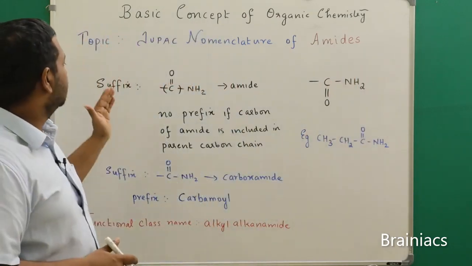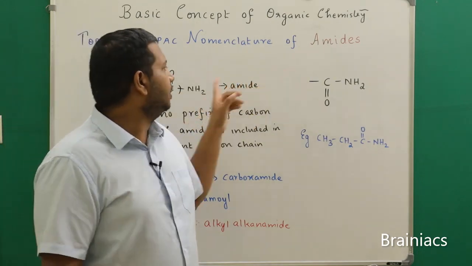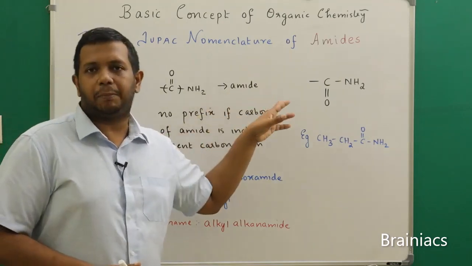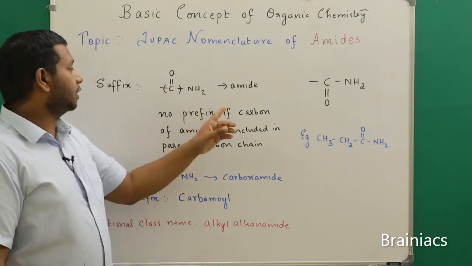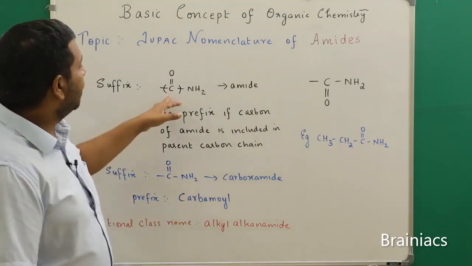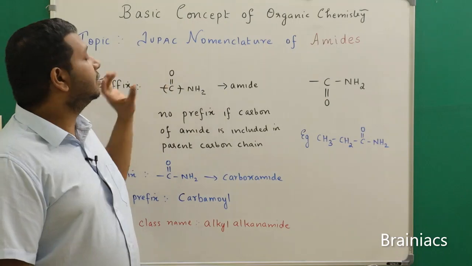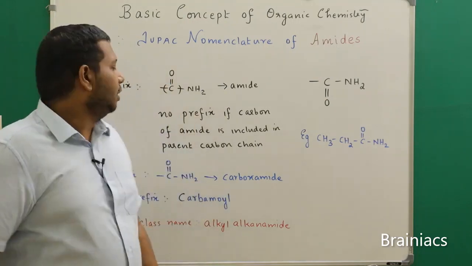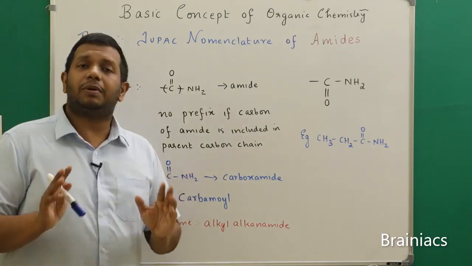Now the suffix, as I told, if the carbon atom of the amide group is included, we use the suffix amide, A-M-I-D-E. And there will be no prefix if the carbon atom of the amide is included in the parent carbon chain. That means when this carbon atom is included in the parent carbon chain, this amide group will not behave like a substituent. Understood?